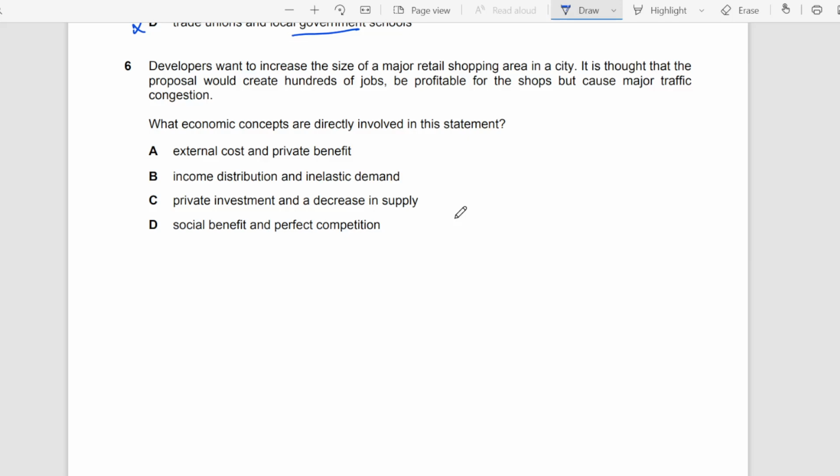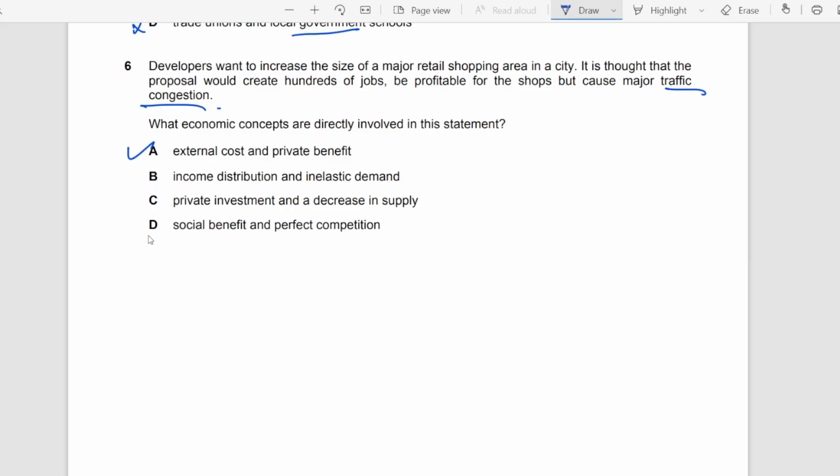External cost and private benefit. Is there any external cost? So when we talk about traffic congestion, that's external cost, right? And when we talk about private benefit, that means retail shopping centers, the benefits that will accrue to the retail shopping centers themselves, the private benefits. So yeah, option A is the correct option.